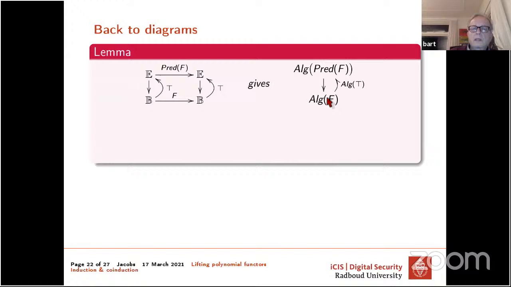There's a forgetful functor then, from algebras of predicates of F to algebras of F. It's actually also a fibration, but that's not so relevant. And this adjoint here gives an adjoint in this situation. That requires a little bit of abstract reasoning. Well, actually, it follows directly from preservation in this situation.